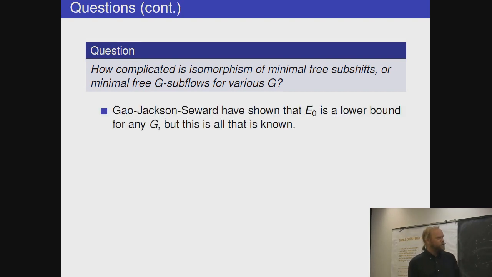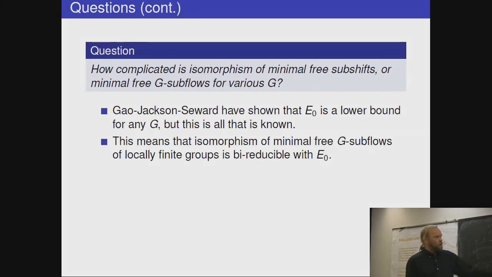The only thing we know is that E0 is a lower bound for the free, well, really the free are interesting. Non-free minimal ones are just really finite things. So these are really the ones we're interested in. We know that E0 is a lower bound for any group, but this is all we know. Of course, we know universal countable is an upper bound because all subshifts, all subflows have that complexity. So in particular, for the locally finite groups, we know the exact answer, that E0 is an upper bound and a lower bound, but in general, we don't know minimal. So this seems a very hard problem.